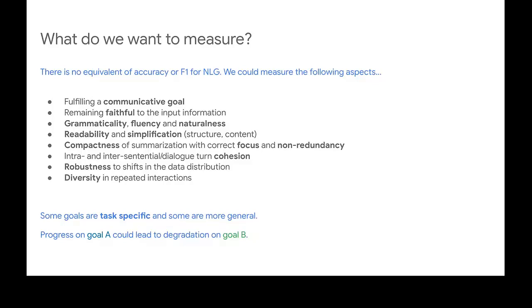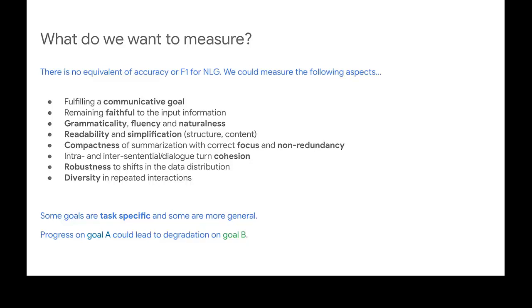We can do this in terms of whether the system fulfills our communicative goal of the task, whether the output remains faithful to the input information. We can measure the grammaticality, fluency, or naturalness of the generated text. Or we can define some task-specific measures like how simple is the output of a simplification system? How compact is the output of a summarization system? How cohesive are the outputs from a dialogue system?